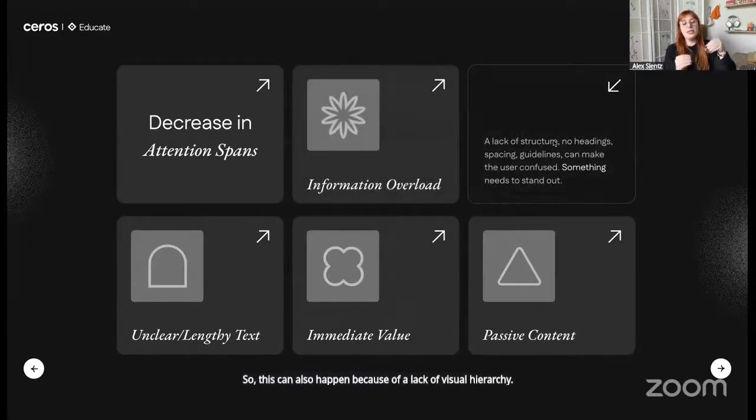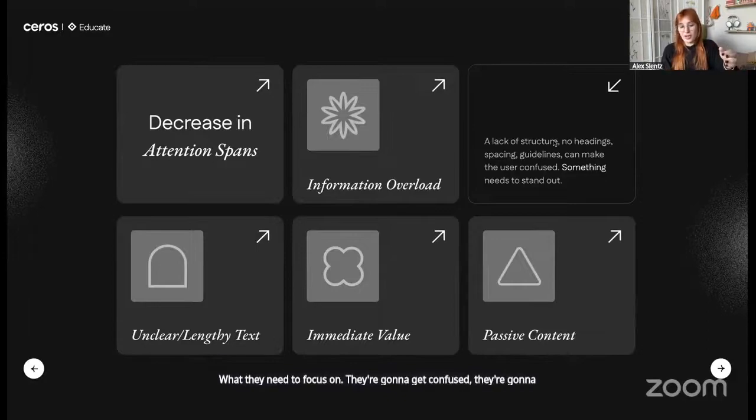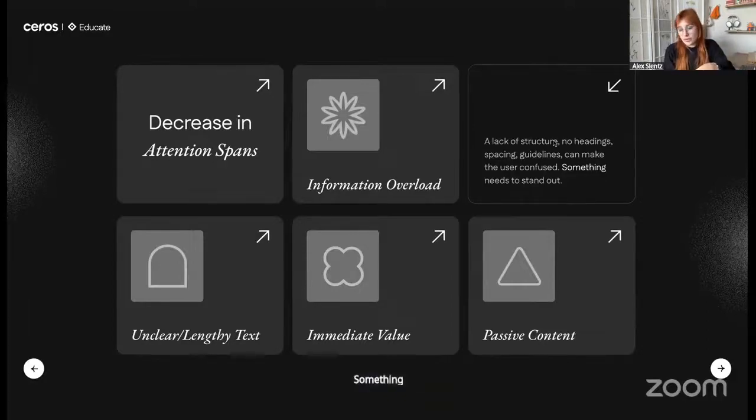So this can also happen because of a lack of visual hierarchy. When there isn't a clear header or point or subheader, bullet points, if there aren't enough visual cues to signal to the user what they should start reading first and what they need to focus on, they're going to get confused, they're going to skim, they're going to move on. Something needs to stand out for the user to know what is important.